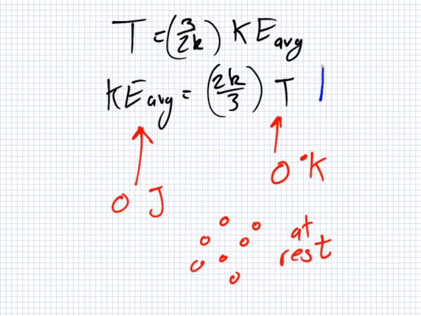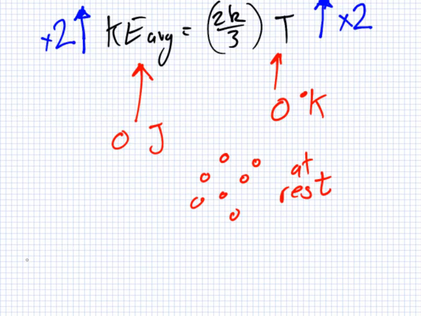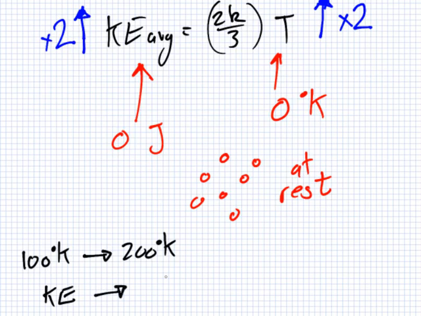But now, this is the interesting thing. If I increase the temperature, what happens to the kinetic energy? It increases. In fact, if I double the temperature, what happens to the kinetic energy for each particle? It doubles as well. So for example, if I go from, let's say, 100 Kelvin to 200 Kelvin, then the kinetic energy becomes twice as big. Do you understand? This result is so important, and I'll explain why.